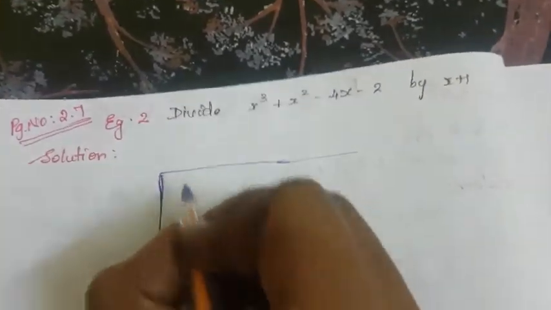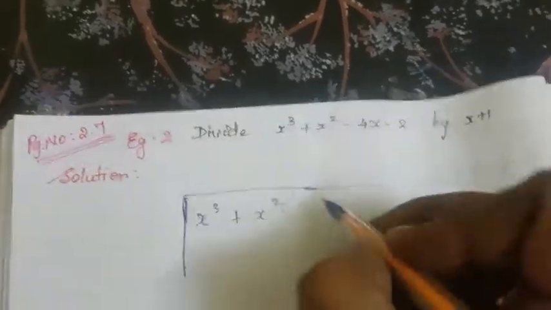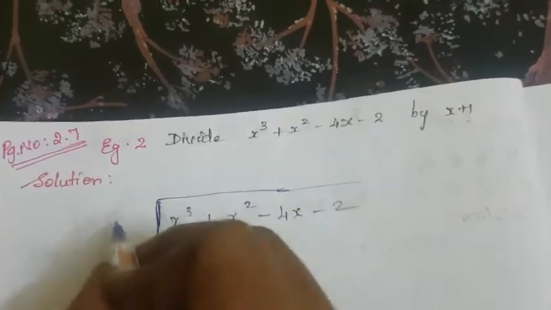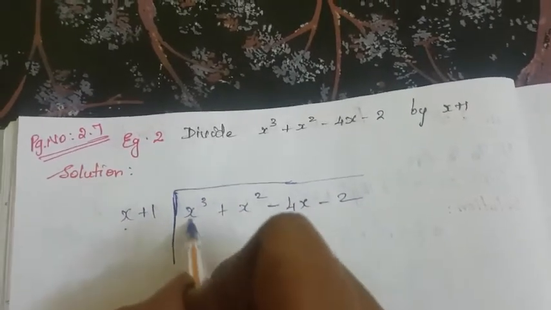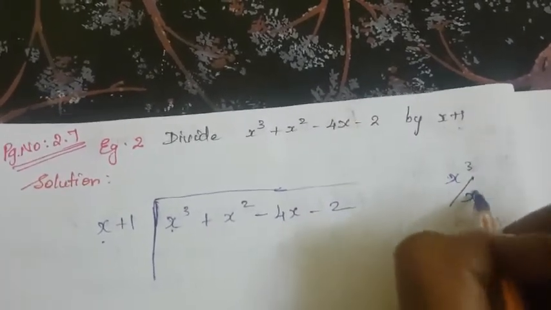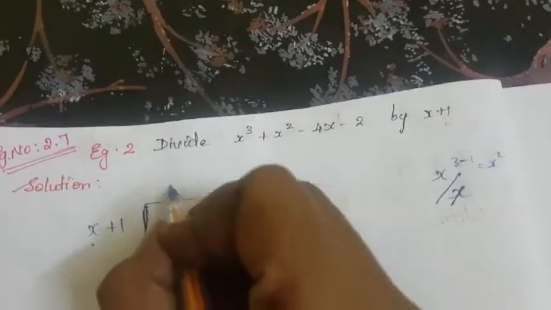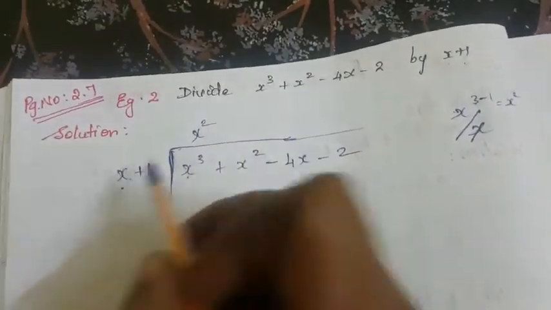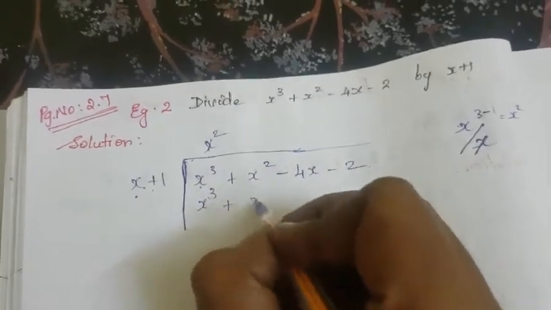First I am going to write this polynomial here: x cube plus x squared minus 4x minus 2, which is divided by x plus 1. Here it is x and here it is x cube. So x cube divided by x is x squared, so x squared will be the quotient. Now x squared into x is x cube, and x squared into 1 is x squared.